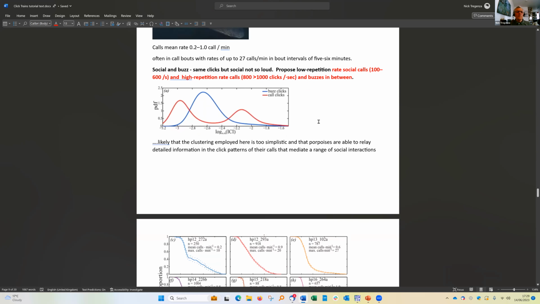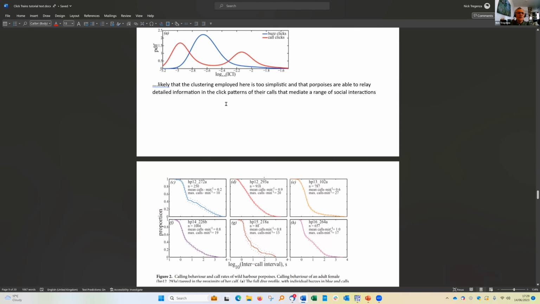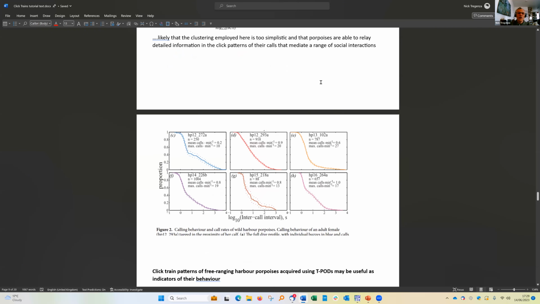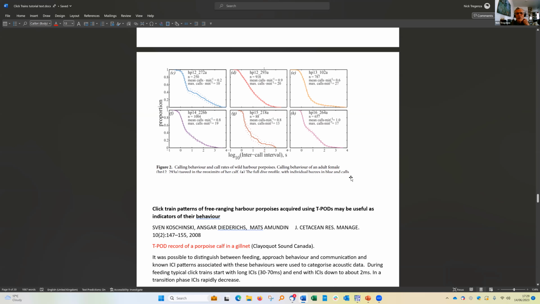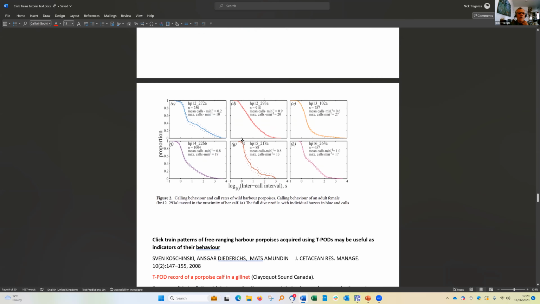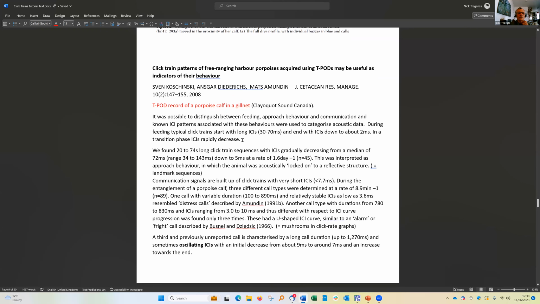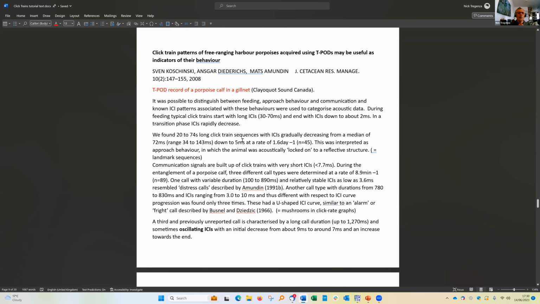Anyway, they did say the clustering employed here is likely too simplistic and porpoises are able to relay detailed information in the click patterns of their calls that mediate a range of social interactions, which I think is absolutely right. And we're going to see a bit of that, I think. They also, which was useful, looked at the grouping of social calls as they've classified them. And what this shows, when you've got rid of the log scaling and so on, is that they're clumped together into clumps that last typically less than a minute and have quite a number of repeats.